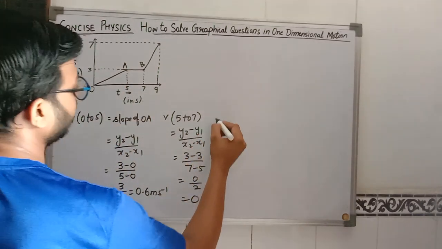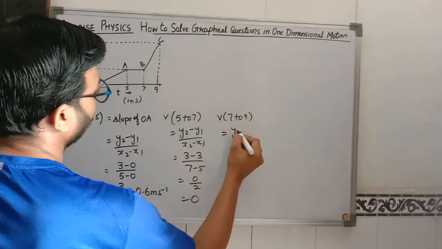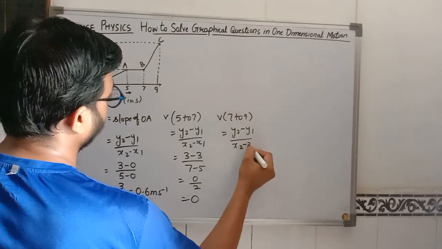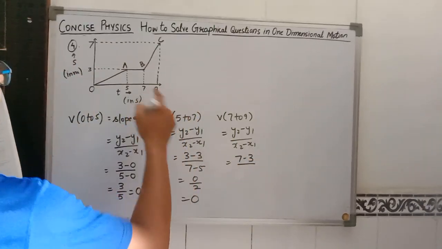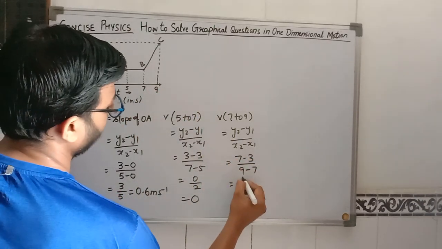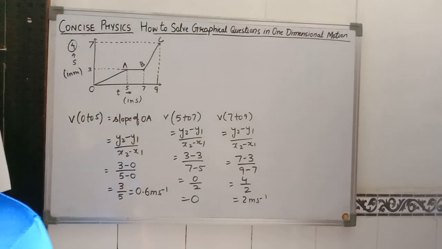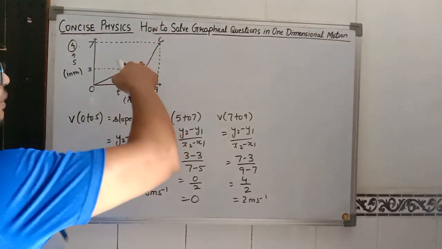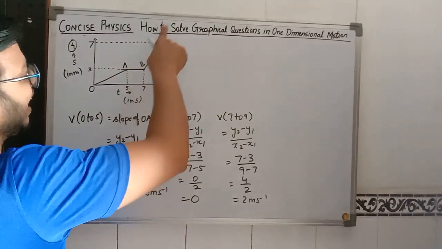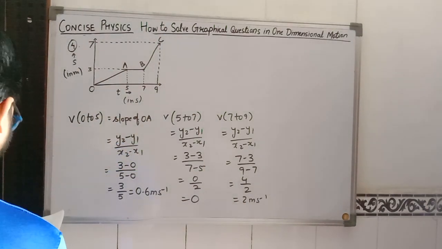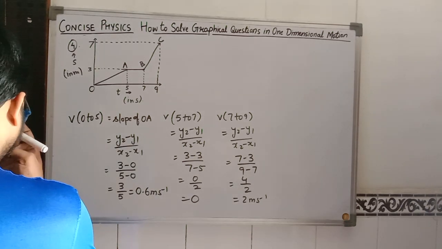After that the velocity from 7 to 9, which is the BC part. Again the formula is the same, y2 minus y1 upon x2 minus x1. Now y2 is 7, y1 is 3, so 7 minus 3, and x2 is 9 and x1 is 7. So 7 minus 3 is 4, 9 minus 7 is 2. The answer will be 2 meter per second. So in the OA part velocity is 0.6, in the AB part velocity is 0, and in the BC part velocity is 2 meter per second. Now we have to calculate the average velocity during the time interval 5 to 9.